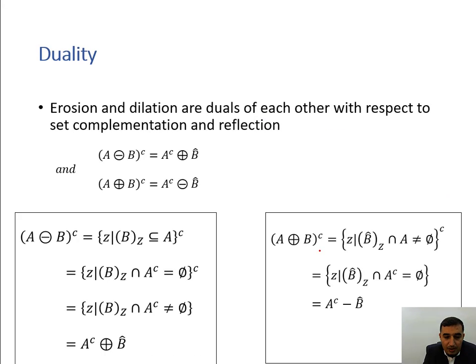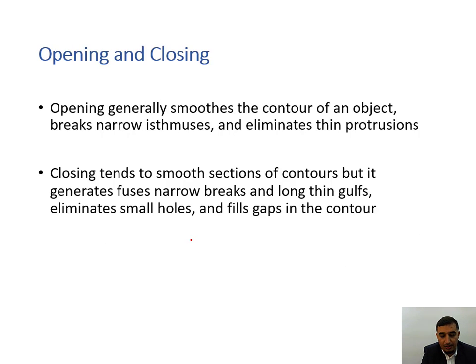Now duality is basically one of the properties where erosion and dilation are duals of each other with respect to set complement and reflection. So here, A eroded by B complement is equal to A complement dilated by B reflection. Okay, the same applies over here. These are the proofs for these two properties.